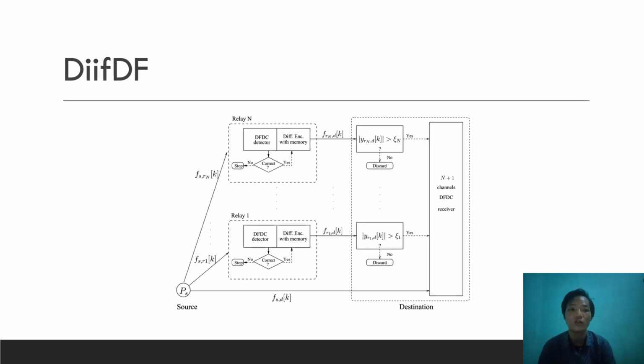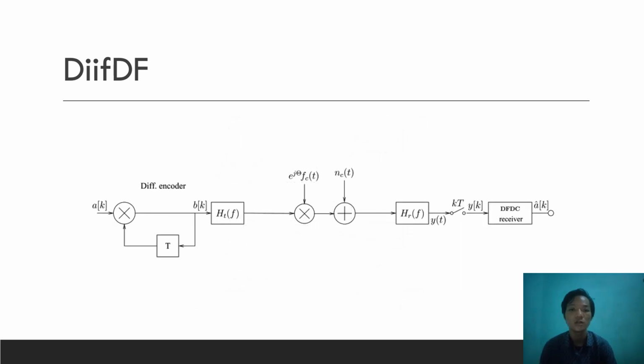Consider a DIF-DF multi-relay wireless network with one source, one destination, and N relays, employing differential M-ary phase shift keying, or DMPSK, that is illustrated in this figure. However, it employs DFDC receivers at the destination and relays. The source, relay, and destination employ single antennas, and hence it uses a time division multiple access, or TDMA, relaying protocol. A common model for a DMPSK transmission link is illustrated in this picture.